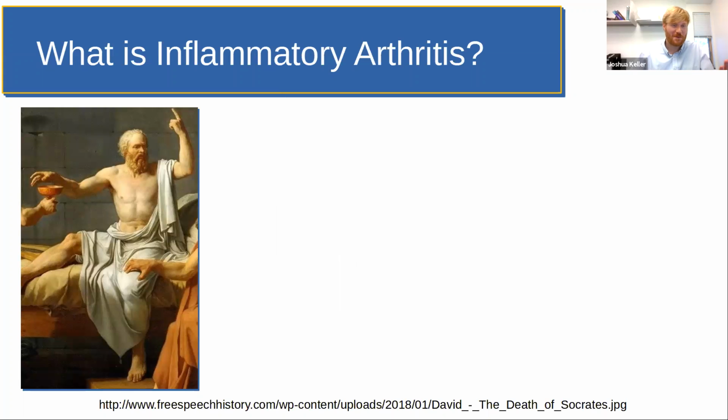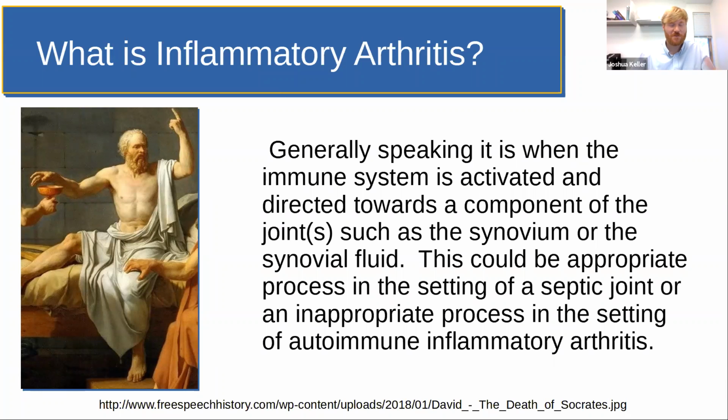So what is inflammatory arthritis? Our first learning objective. Generally speaking, it's when the immune system is activated towards a component of the joint or joints, mono or polyarticular arthritis, and that part of the joint can be the synovium or the cartilage or the synovial fluid. And it could be an appropriate process, like if you have a septic joint, maybe a destructive process but still an appropriate response, or it can be inappropriate in the sense of an autoimmune inflammatory arthritis, which is what we most often see in rheumatology.